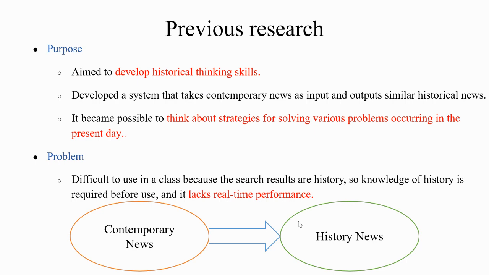In a previous research aimed to develop historical thinking skills, we developed a system that takes contemporary news as input and outputs similar historical news. By using this system, it became possible to think about strategies for solving various problems occurring in the present day. However, it is difficult to use in class because the results are about history, so knowledge of history is required before use and it lacks real-time performance.